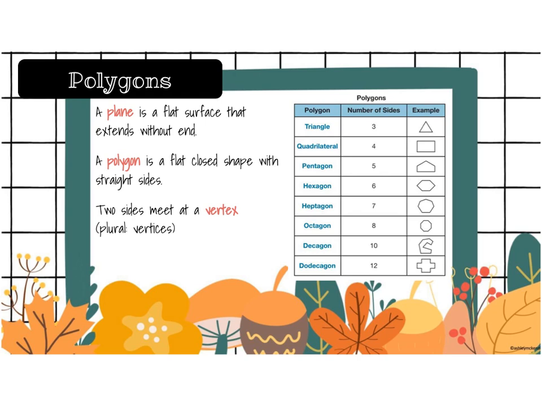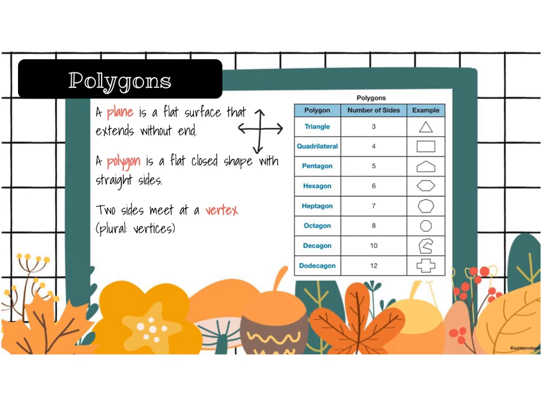So just refreshing your mind, a plane is a flat surface that extends without end. So what that might look like is something like this. Okay, I have a plane right here. Sometimes we call it a coordinate plane, so I could draw shapes. It goes on forever and ever in all directions, and it never ends. It's just this big open space.